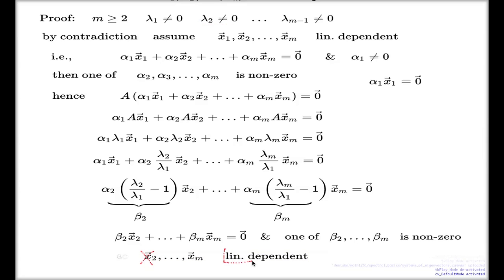If I repeat this cycle once again, I will drop the next vector from this sequence, basing on the next assumption here, without altering this conclusion. So I can keep dropping these vectors from this sequence until I reach the stage where we have only one vector. But one vector cannot be linearly dependent because it is a non-zero vector. Here's my contradiction.